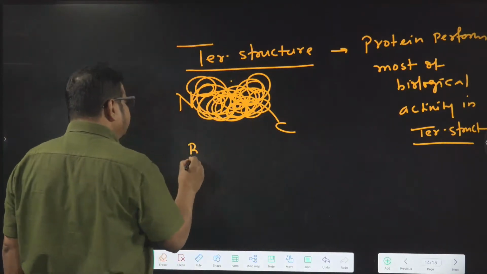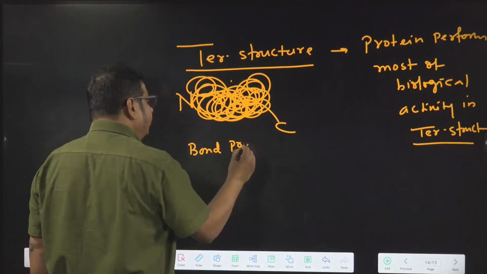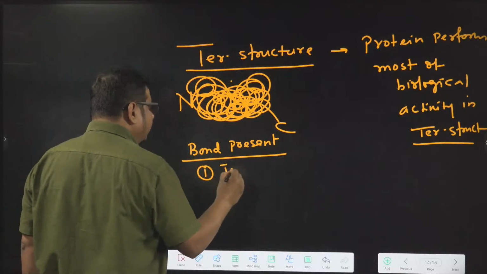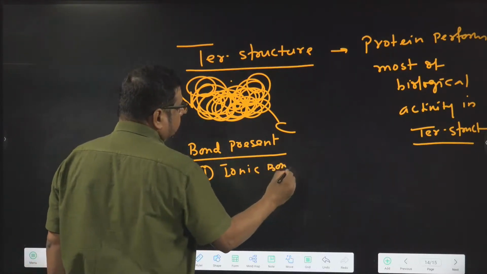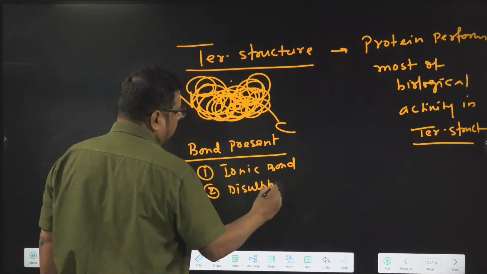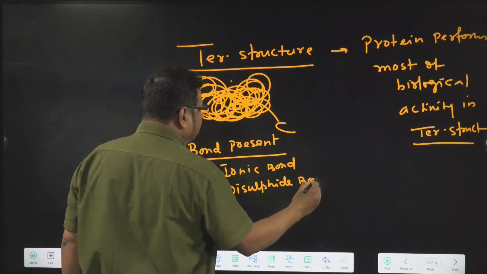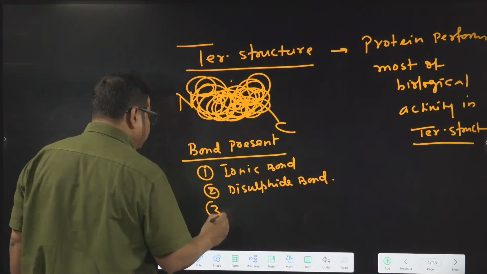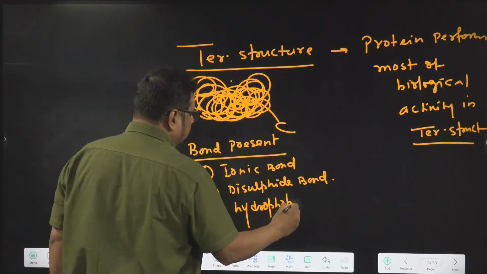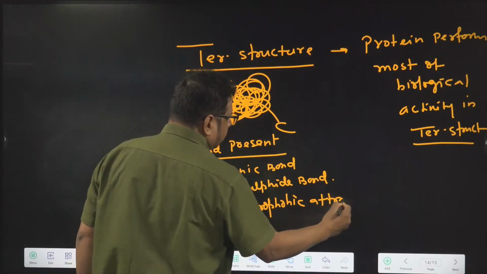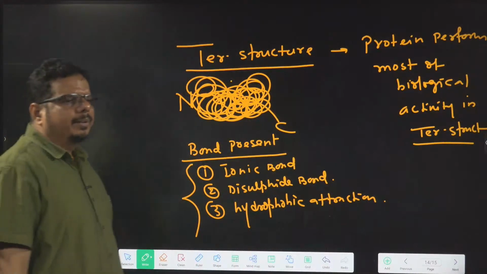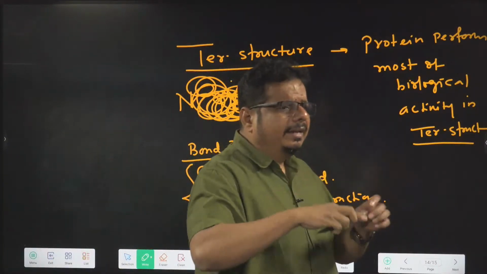And the bonds present in the tertiary structure, keep in your mind: first I am writing ionic bond, second I am writing disulfide bond between two sulfur-containing amino acids, third I am writing hydrophobic attraction. So these are all present in which one? Tertiary structure. And every bond is a reason behind a fold.